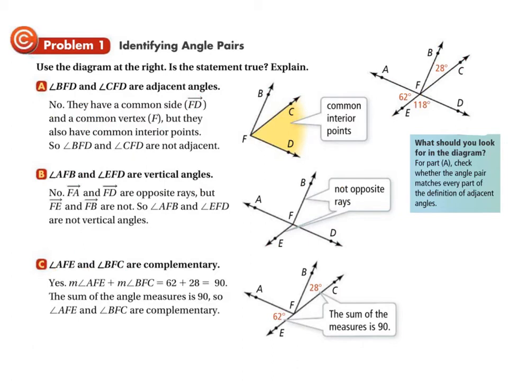True or false? Angle AFE, and they're showing it down here, so I'll show it down here. Angle AFE and angle BFC are complementary. What does it mean to be complementary? They sum to 90. And when you take those measures, 62 degrees and 28 degrees, and you add them together, they do add to 90. So we say that those two angles are complementary. It is not required that they share a side or that they share a vertex, just that their measures sum to 90. So we say yes, they're complementary.